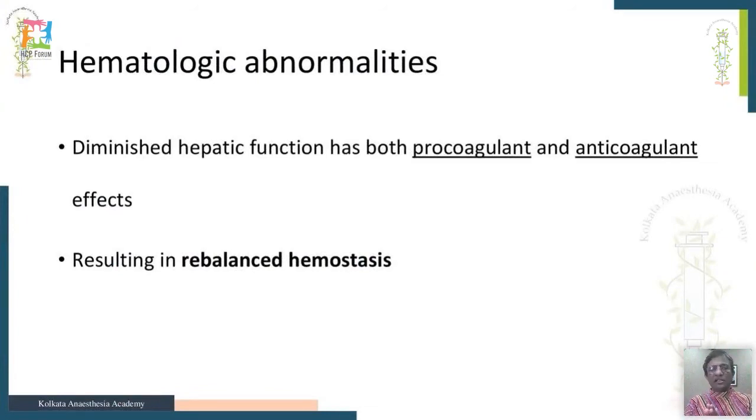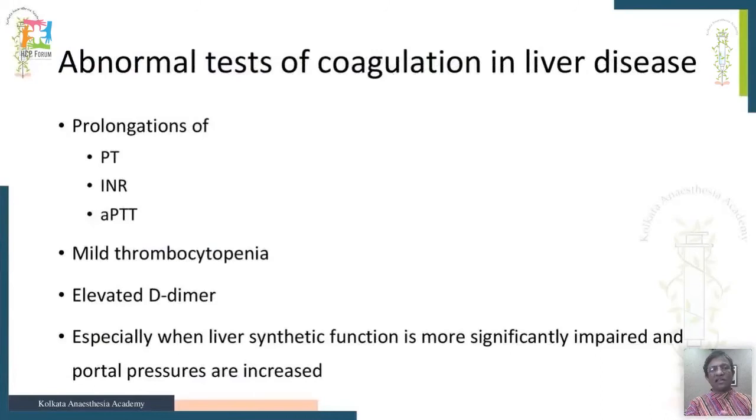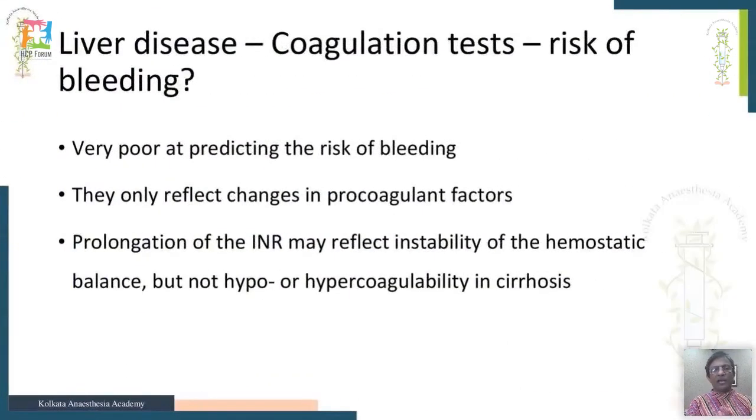Hematological, this is something that I will delve into a little bit more. Diminished hepatic function affects both procoagulant and anticoagulant factors. What they now talk about is that this results in a rebalanced hemostasis. In the tests of coagulation in liver disease, you will find prolongation of prothrombin time, INR, APTT. There is mild thrombocytopenia, and how important it is, we'll figure out. D-dimers are elevated, especially when the liver synthetic function is more significantly impaired and portal pressures are increased. So you'll find changes happening here.